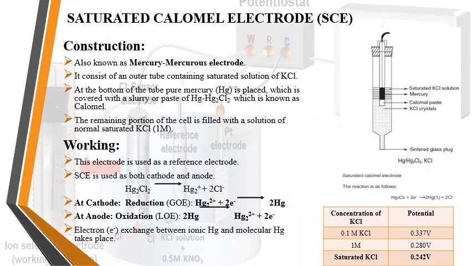The saturated calomel electrode is a common reference electrode made from mercury and mercurous chloride, immersed in a saturated solution of potassium chloride. Its potential remains constant as well because, after all, it's a reference electrode. It has to be stable, making it ideal for use in potentiometric analysis.